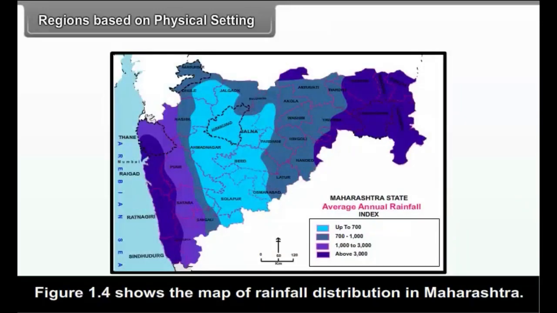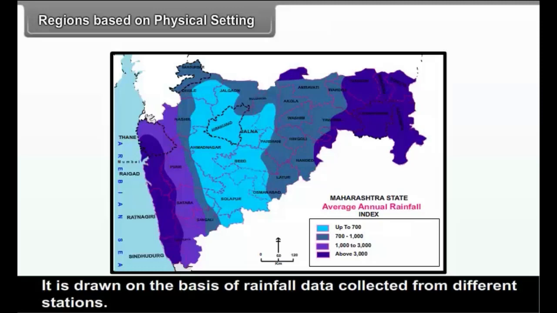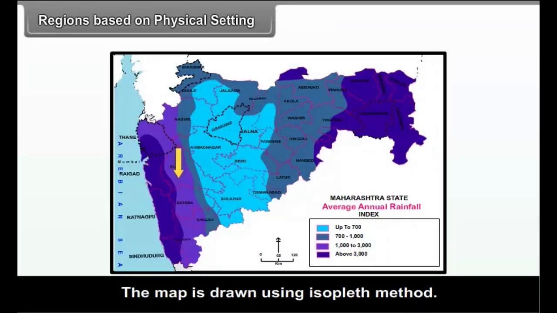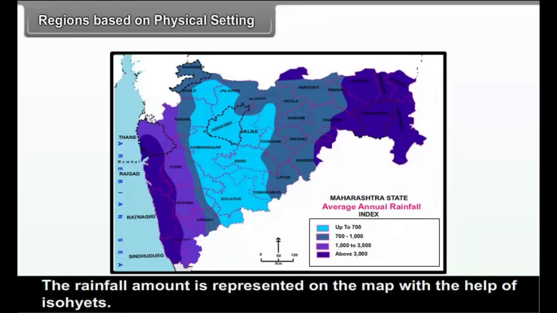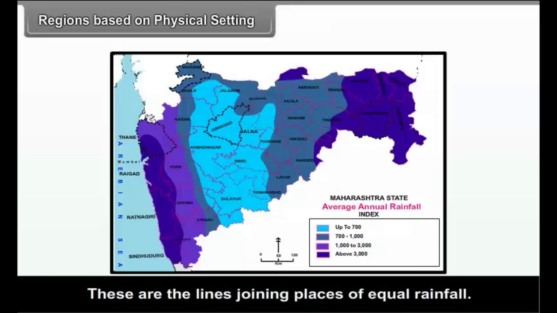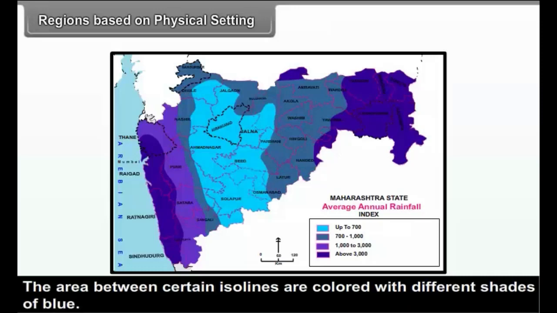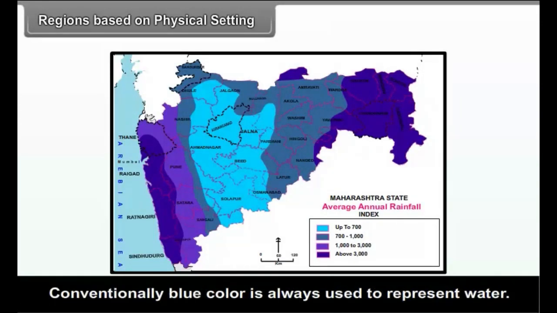Figure 1.4 shows the map of rainfall distribution in Maharashtra. It is drawn on the basis of rainfall data collected from different stations. The map is drawn using the isopleth method. The rainfall amount is represented on the map with the help of isoheights. These are the lines joining places of equal rainfall. The area between certain isolines is colored with different shades of blue. Conventionally, blue color is always used to represent water.